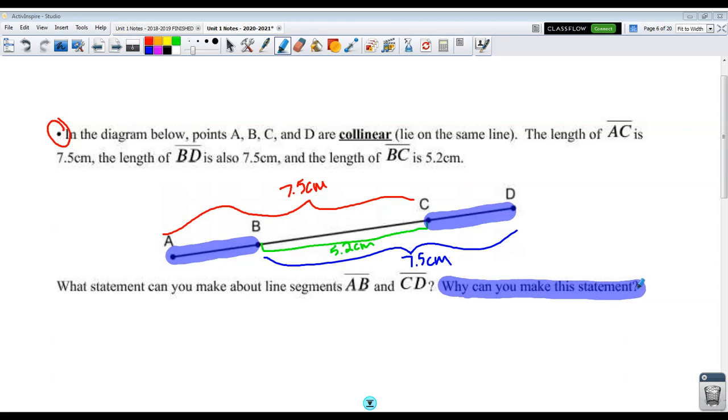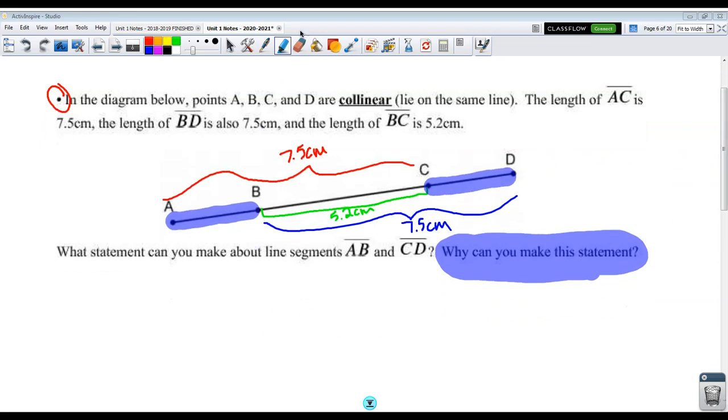You've probably heard people talking about proofs in geometry. I don't want that to be a scary word for you, thinking, oh my gosh, I don't know how to do these. I've heard from my brothers and sisters, proofs are so hard. But I just want you to logically tell me or lay out your reasoning. Why can you make this statement that you're making about segments AB and CD? So what can you tell me about them? And why can you make this statement?